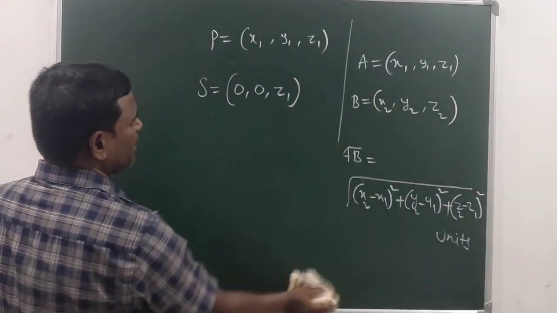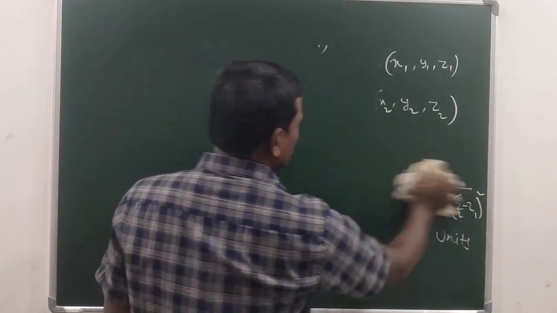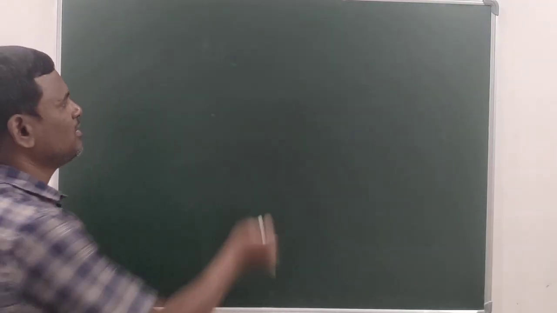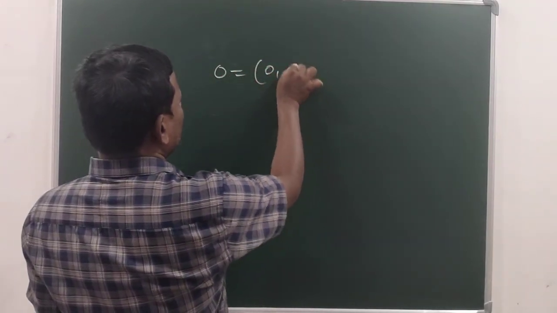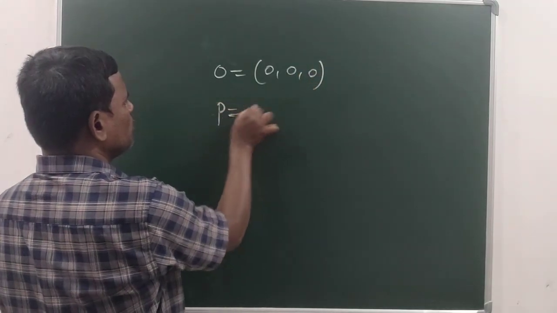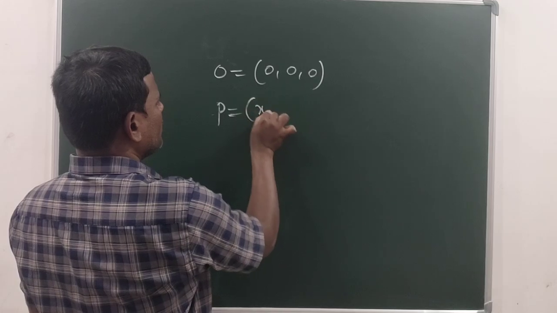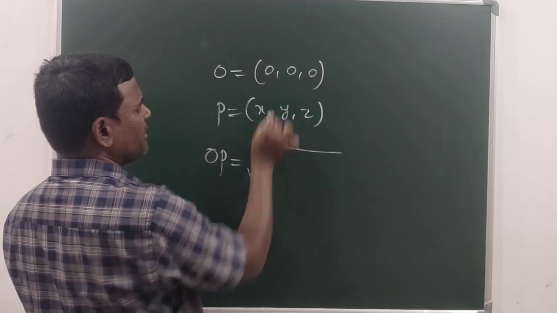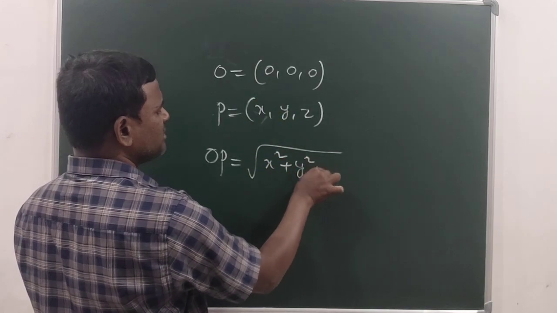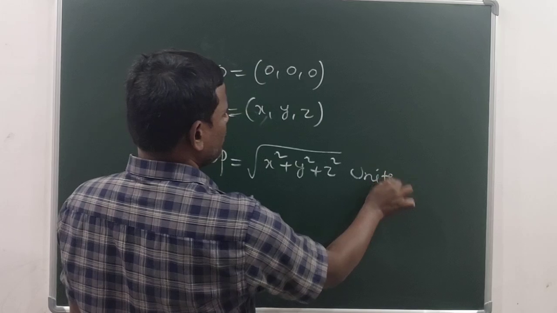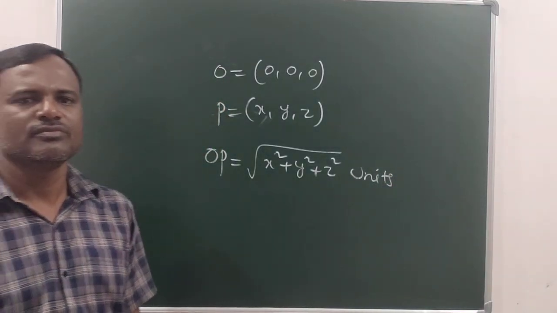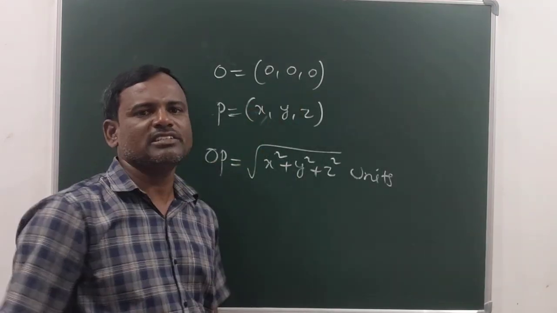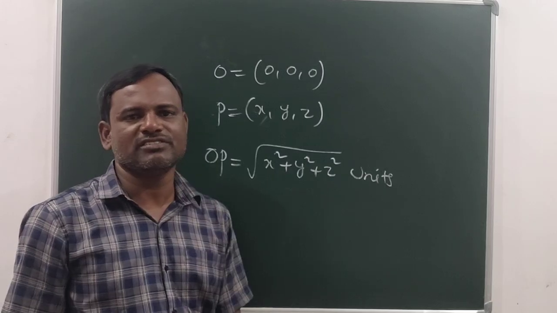Suppose if you would like to find the distance from origin to x comma y comma z, can you find? So here 0 comma 0 comma 0, and a point P whose coordinates are x comma y comma z. How do you find the distance? OP is equal to square root of x square plus y square plus z square units. This is the distance from origin to a point in space x comma y comma z.